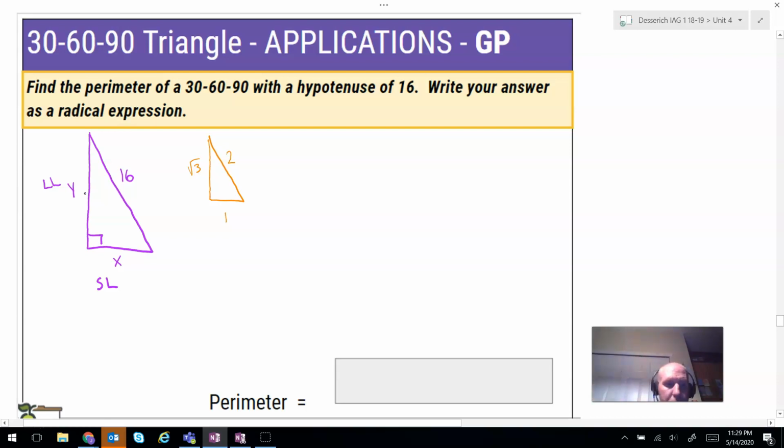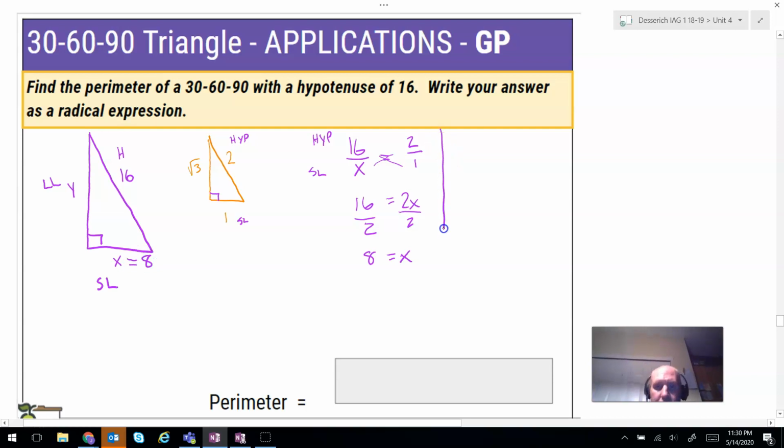I'll set up a proportion. I'll go 16 over x, which is the hypotenuse over the short leg. So that should equal the hypotenuse over the short leg in Thelma here. So that's 2 over 1. Cross multiply, we get 16 equals 2x. We divide both sides by 2 to get x by itself. So x equals 8. So the short leg is equal to 8.